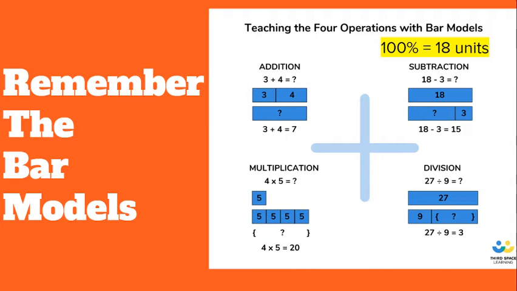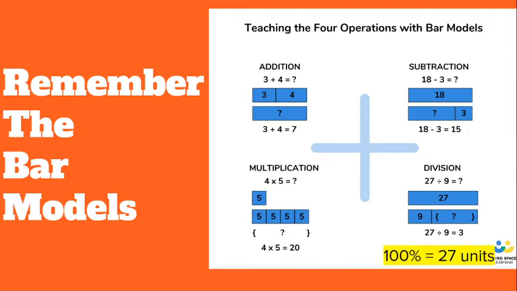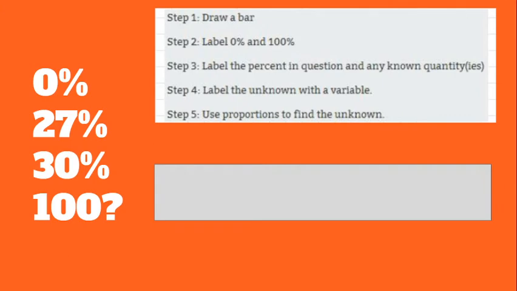All right, well, multiplication is pretty easy. All you did was take 4 times 5. Our 1 unit is 5. We have 4 of them, so it would be 20 units equals 100%. And for division, it tells you right there on the screen, it would be 27. Okay? Boys and girls, it's really important that we understand these concepts with the bar model because on the next couple of pages, we're going to be using bar models a lot to represent percentages.